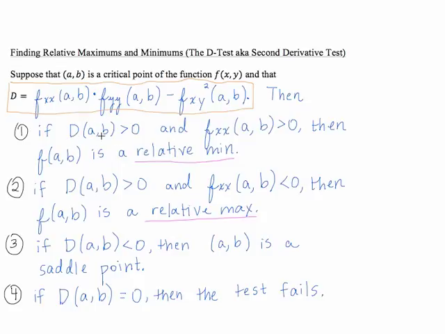If you get that D is positive and the second partial with respect to x is positive, then f has a relative min. If D is positive and the second partial with respect to x is negative, then f has a relative max at the critical point. If D is less than 0, you have a saddle point. And if D equals 0, the test fails. You've got to determine by some other method what you have at the critical value.